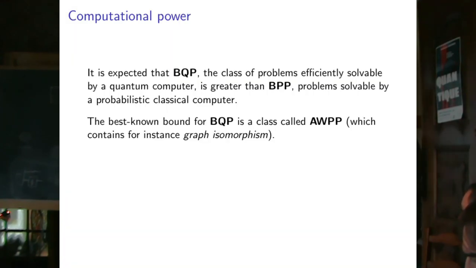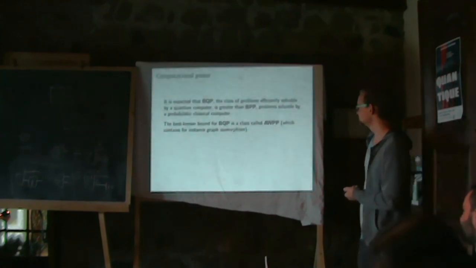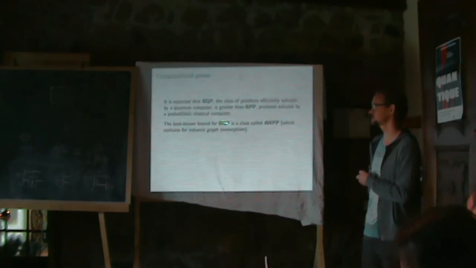It turns out the best known bound for BQP is a class called AWPP, which stands for almost wide polynomial or probabilistic polynomial. It's a very weird class. You can look up the definition on Wikipedia, but it won't help you. But it contains, for instance, the problem of graph isomorphism, which is still unknown to be in BQP.